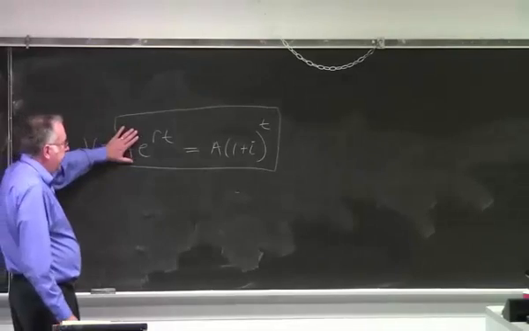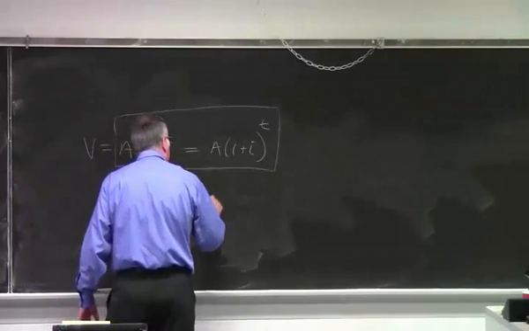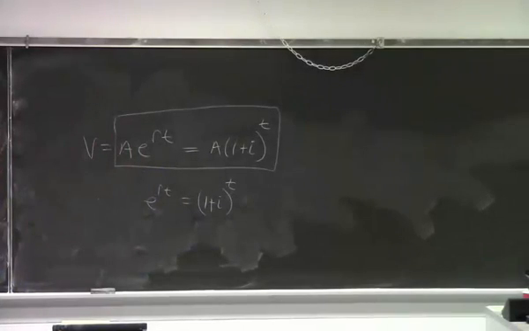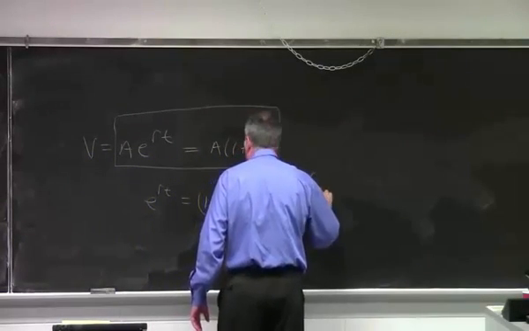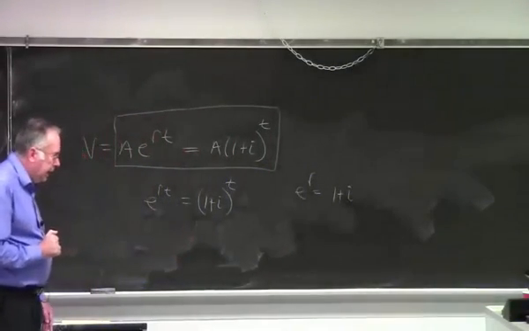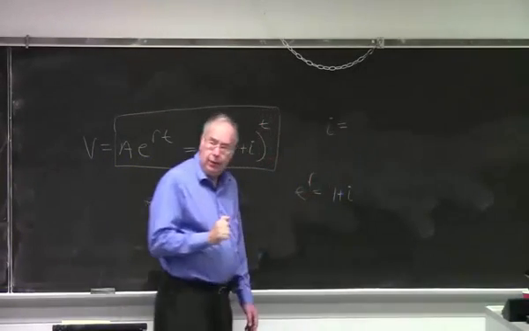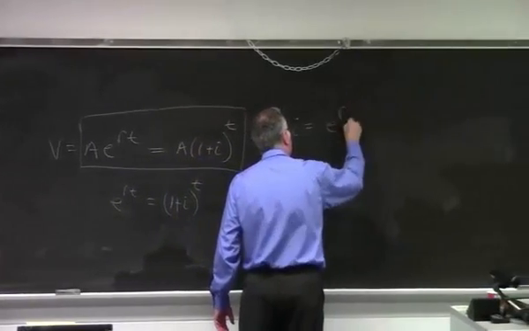Divide both sides of this by a, and you get e to the rt equals 1 plus I raised to the t power. Now, take both sides of that equation and raise it to the 1 over t power. Doing that, you get e to the r equals 1 plus I. So I, the annually compounded interest rate, is just e to the r minus 1.